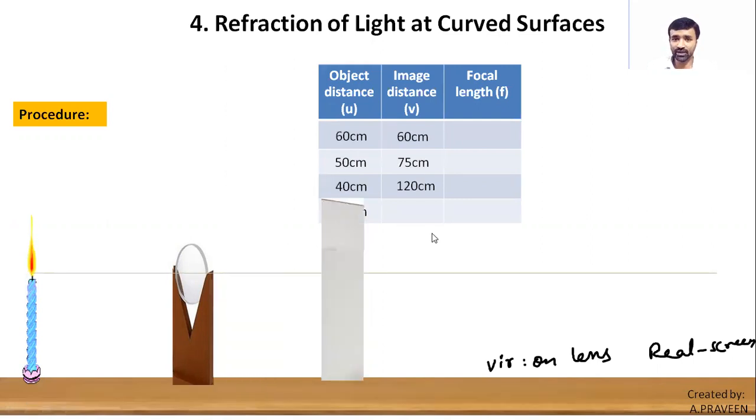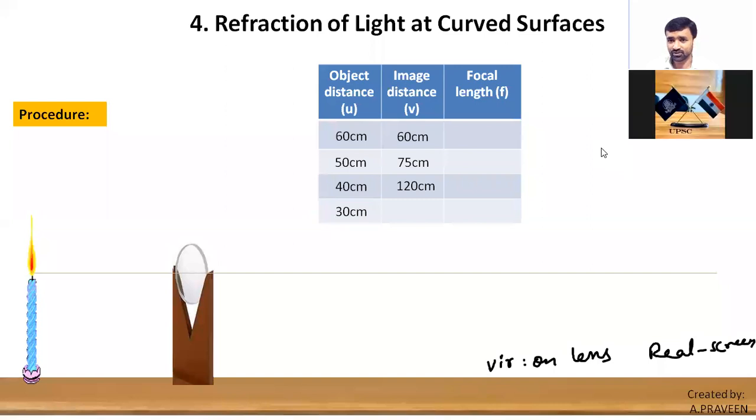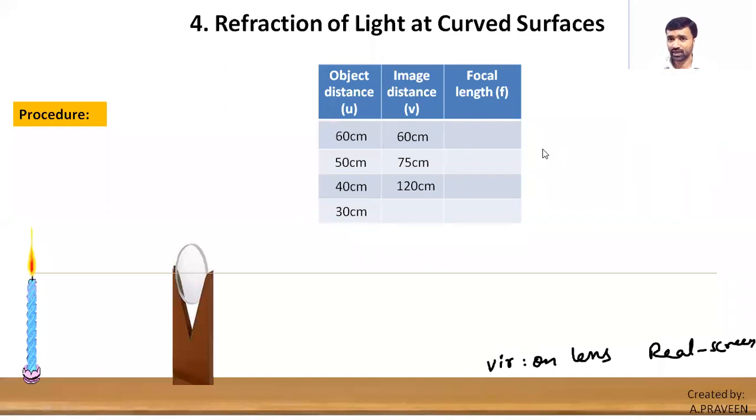Then move your screen slowly away from the lens. Is any image obtained on the screen? Look at that. Did you see any image? No image, right? So no image is obtained at any distance from the lens. The screen placed at any distance from the lens, no image.